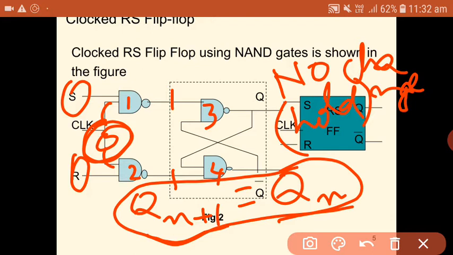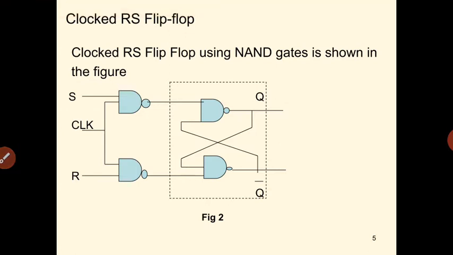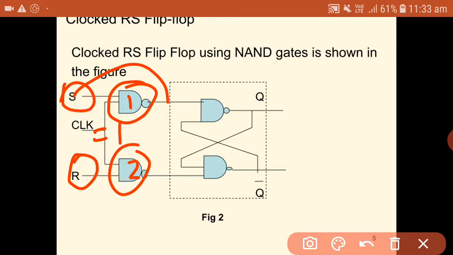The circuit will be responding to the inputs S and R only when clock is equal to 1. It is because for the first and second NAND gates, when the clock input is equal to 1, the output depends upon the other input. Since one of the inputs is 1, the output will be S bar and R bar: S into 1 whole bar, which is nothing but S bar, and R into 1 whole bar, which is R bar.